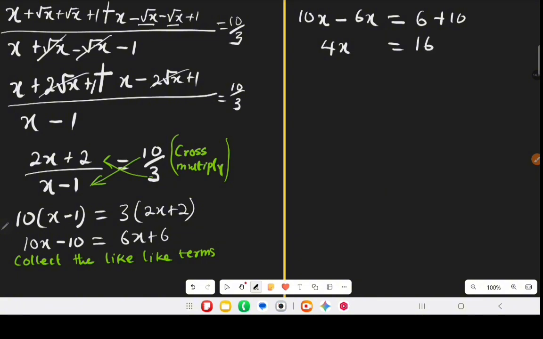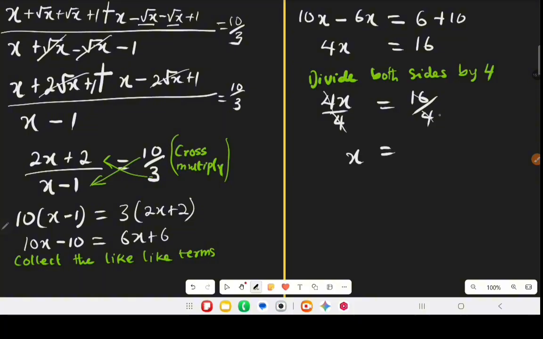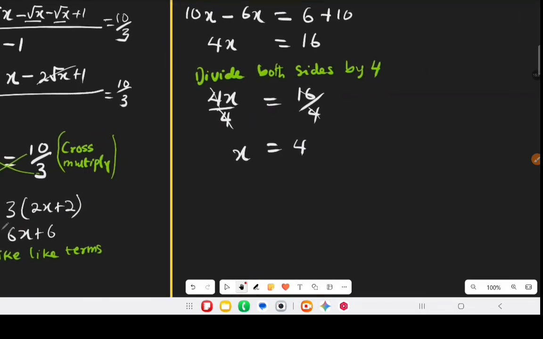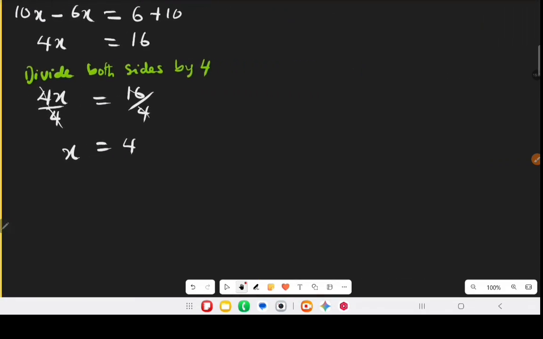Now we divide both sides by the coefficient of x, which is 4. When we divide both sides by 4, we have 4x all over 4 equals to 16 all over 4. 4 cancel 4, left with x equals to 4 into 16 gives us 4 as the answer. This is the first method. Then I'm going to use another approach and see if we arrive at the same answer. Let's continue and see if we will arrive at the same answer.